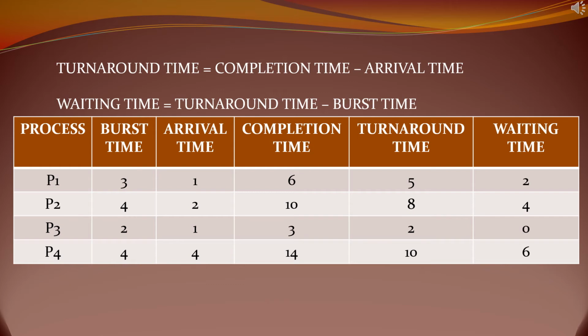The formula for getting the waiting time is turnaround time subtracted with burst time. So the waiting time for the process P1 is 2, that is 5 minus the burst time 3 equal to 2, and the waiting time for the process P2 is 8 minus 4 equal to 4. The waiting time for the process P3 is 2 minus 2 equal to 0, and the waiting time for the process P4 is 10 minus 4 equal to 6.